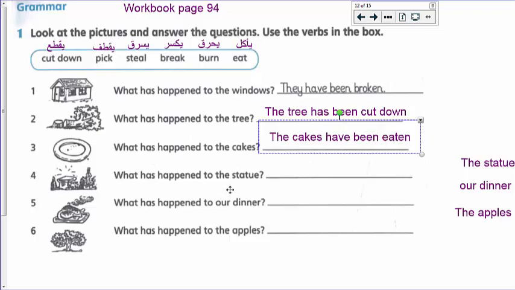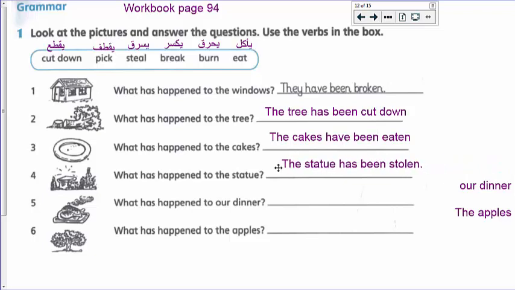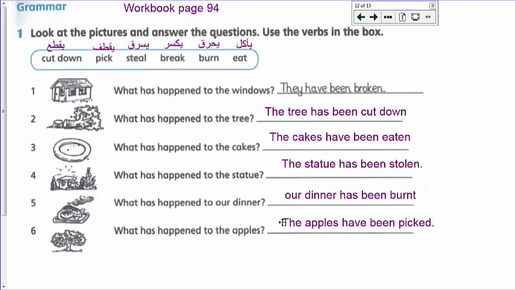What has happened to the statue? Statue means timthal. Look at the place of the statue. Yes, the statue has been stolen. What has happened to our dinner? Look at the dinner here. What happened to it? Our dinner has been burnt. What has happened to the apples? Yes, the apples have been picked. So you can write now the correct answers in your workbook.